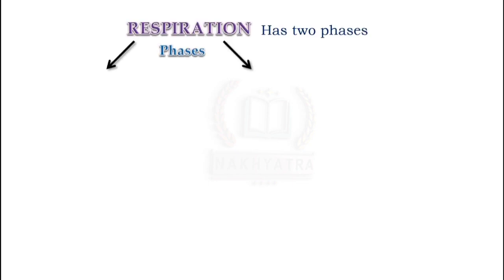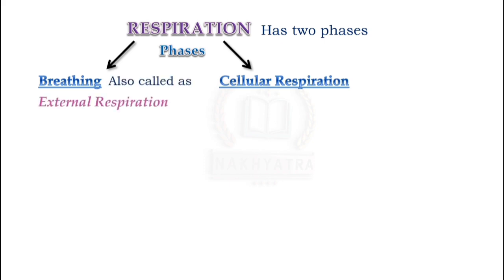Therefore we can say that respiration has two phases. The first one is breathing and the second one is cellular respiration. Breathing is also called external respiration, and cellular respiration is also called internal respiration.